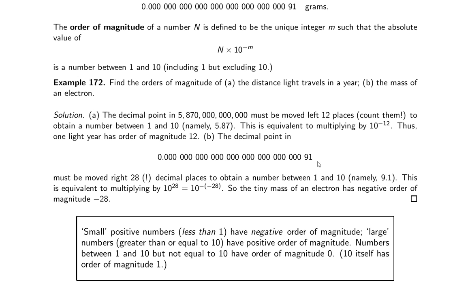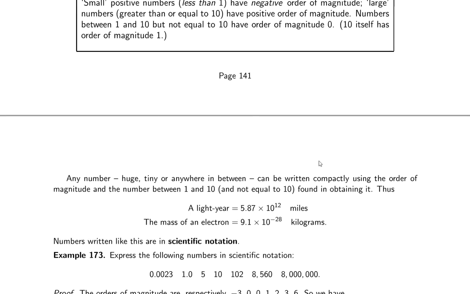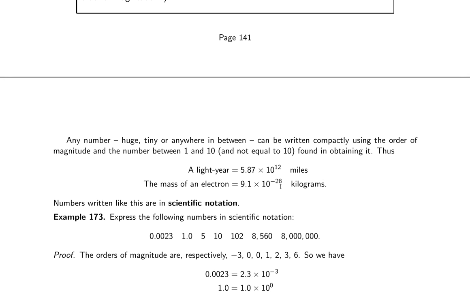And here's that number written out. So this is 9.1 times 10 to the negative 28, the mass of an electron in kilograms. So you can see it's not really practical to write numbers like this. It's much better to write them in scientific notation. So that's the idea.